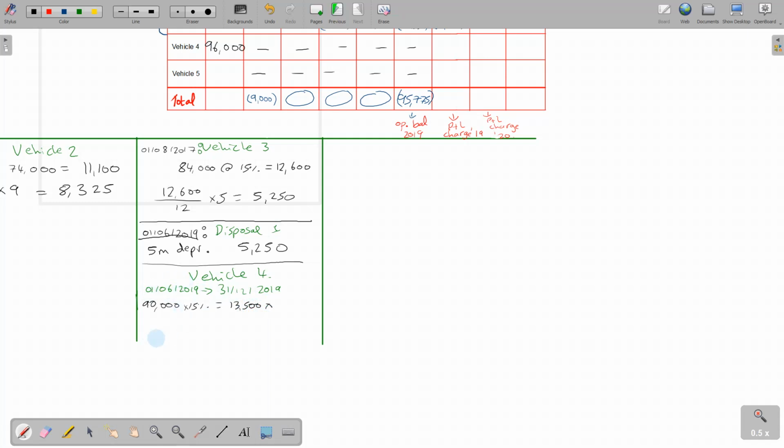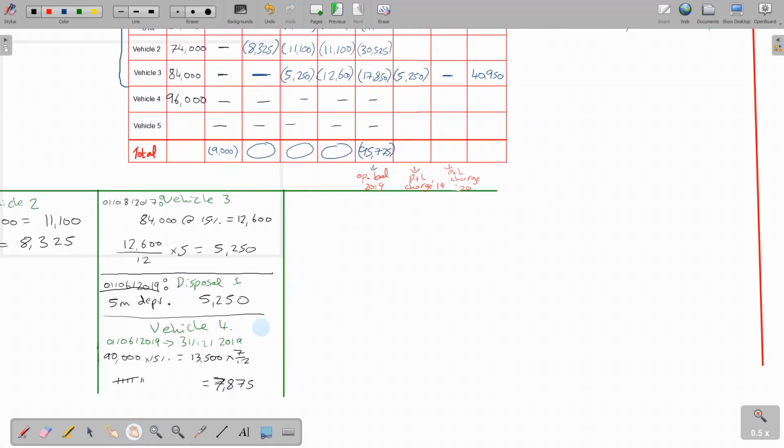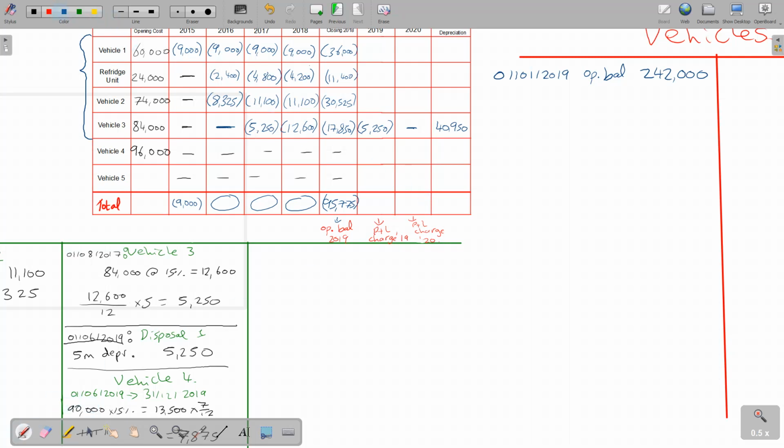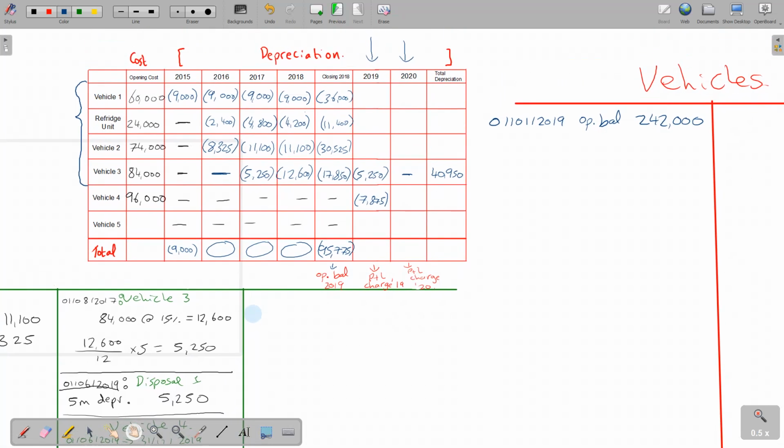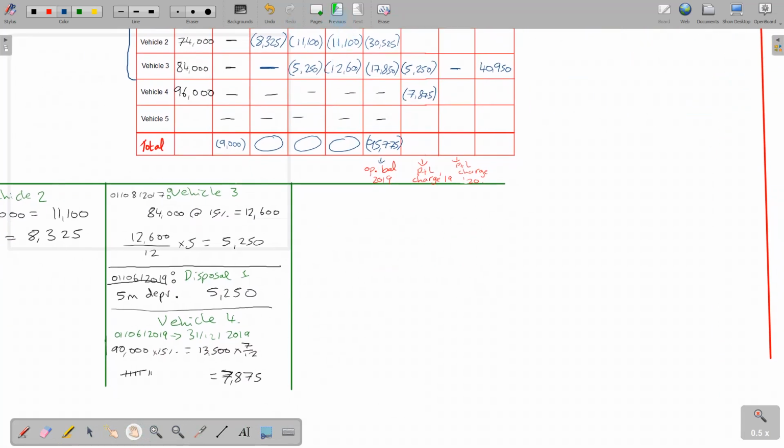Now, if we have it from the 1st of the 6th, that means we have all of 6, 7, 8, 9, 10, 11, 12. So that's 7 months out of 12, which is €7,875. So 7,875 for vehicle 4. And when we're talking about a disposal, I might as well just make a few notes.